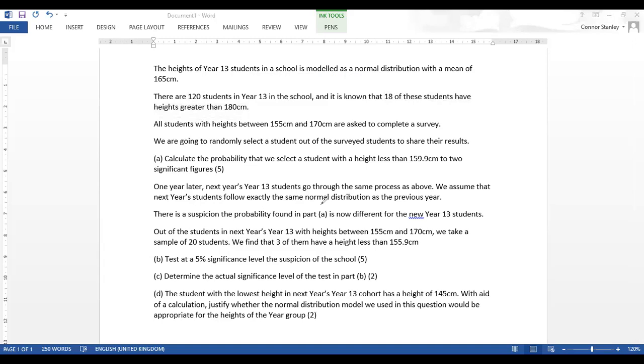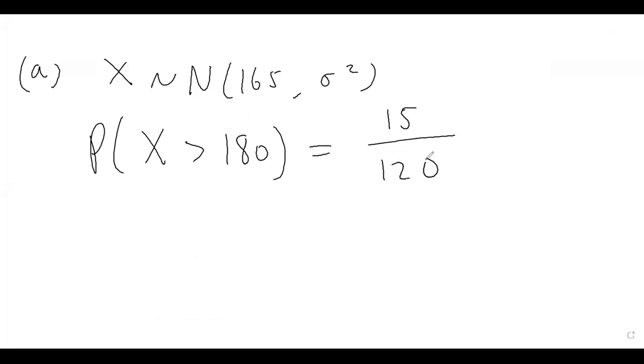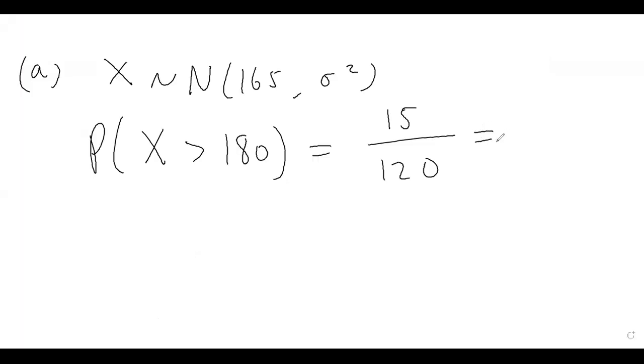So what that means then is that the probability that we select someone with a height bigger than 180 centimeters is going to be the 15 students in the year group who have a height greater than 180 centimeters out of the total number of students, 120. So again, just to go back to the question, remember we've got 120 students in total, 18 have a height bigger than 180. So the probability that you select someone in this year group with a height bigger than 180 centimeters is 18 out of 120, the total number of students. Okay, so let's go back to our working. So it's 15 out of 120, that probability.